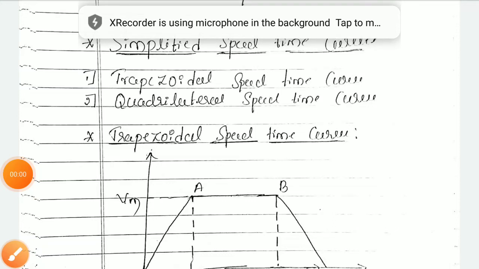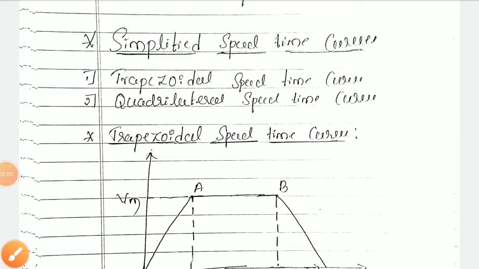Previously we have discussed all the basic concepts related to traction systems. Speed time curves, what exactly they are, and the definitions of speed time curves and other things. In this session we'll derive some of the expressions for the trapezoidal speed time curves.